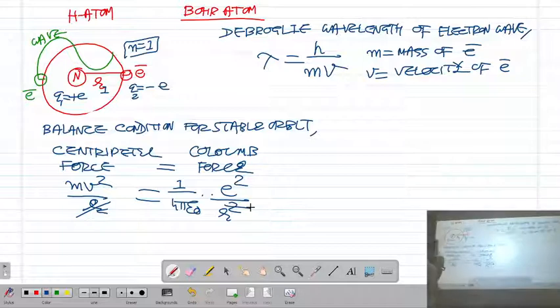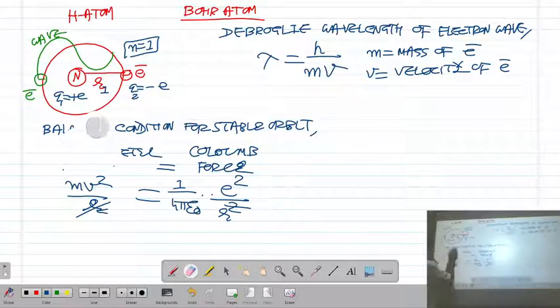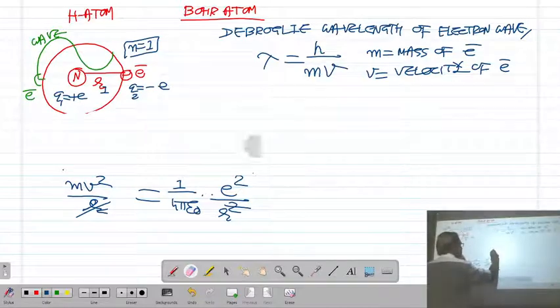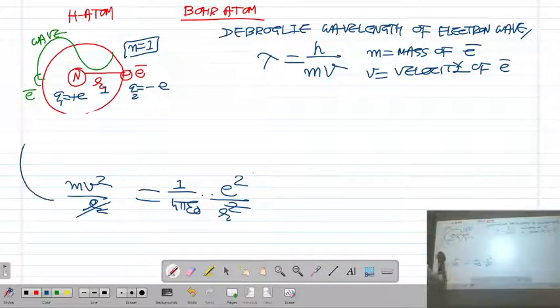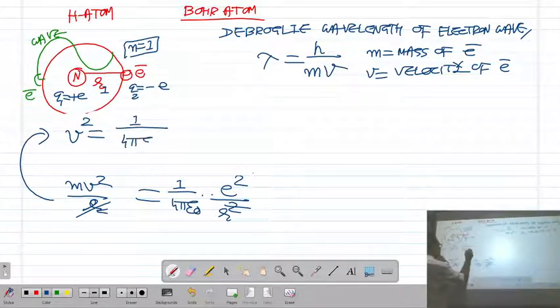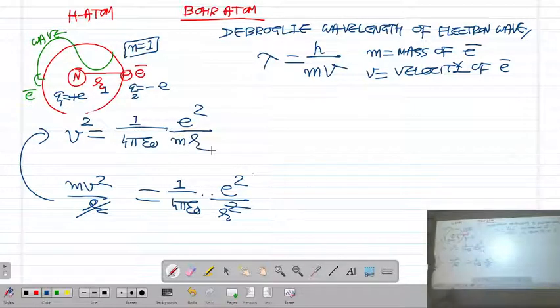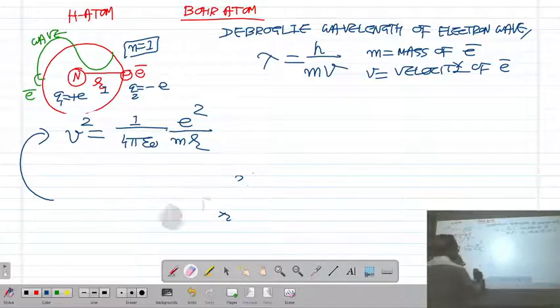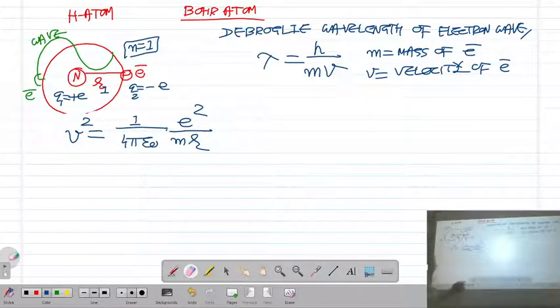1r is cancelled. Therefore, the square is equal to, from this equation, the square is equal to 1 upon 4 pi epsilon 0 square upon n into r. Right? So when value of this square, velocity of electron v square is 1 upon 4 pi epsilon 0 square upon, I am taking m here, so it is mr. Therefore, taking square root on both the sides, you get the velocity of electron.